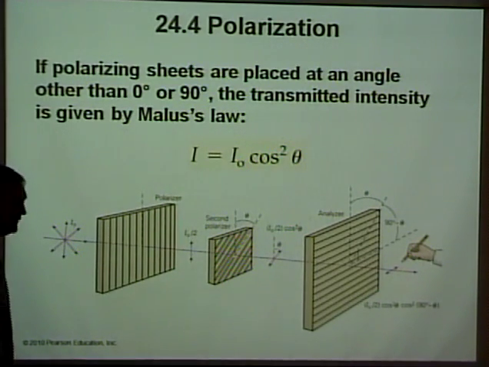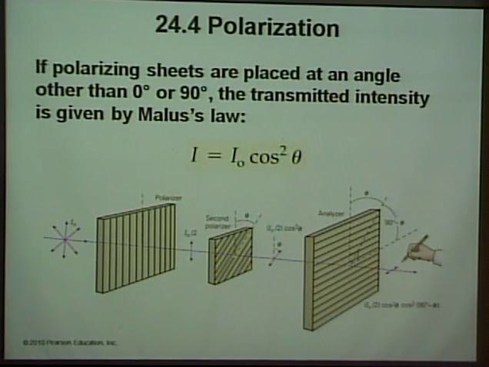This is called, I don't know how to pronounce it. I don't know French. I've heard it all different ways, from Mal's to Malus to May's law. It's M-A-L-U-S. Anybody know French? I think I've asked that before.